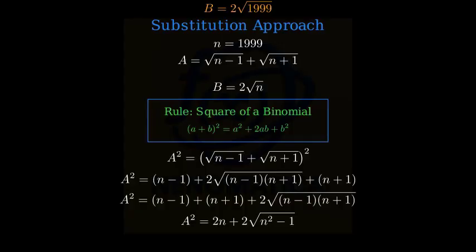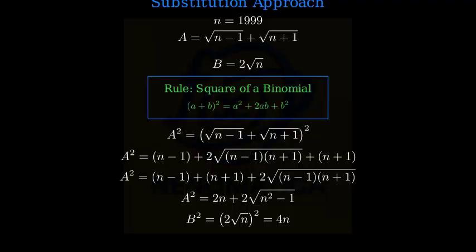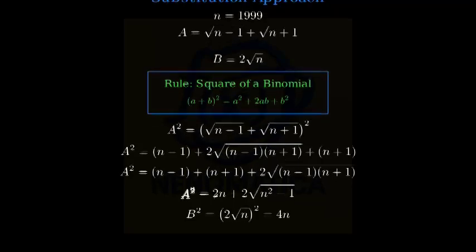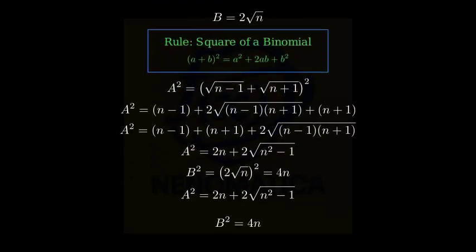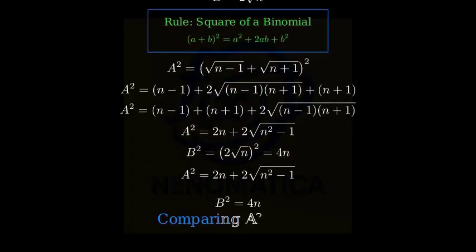Now let's find b squared. b equals 2 times square root of n, so b squared equals 4n. Now we can compare a squared and b squared. We have a squared equals 2n plus 2 times square root of n squared minus 1, and b squared equals 4n. To determine which is larger, let's examine the relationship between a squared and b squared.